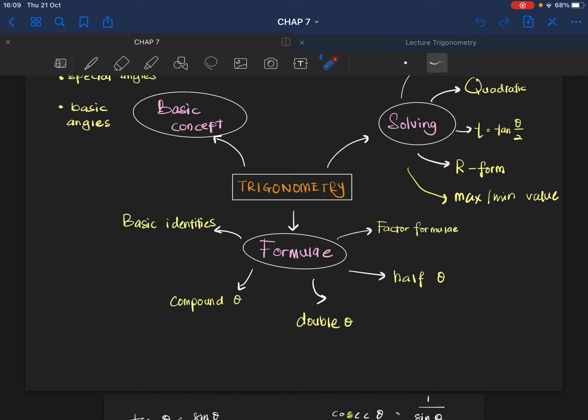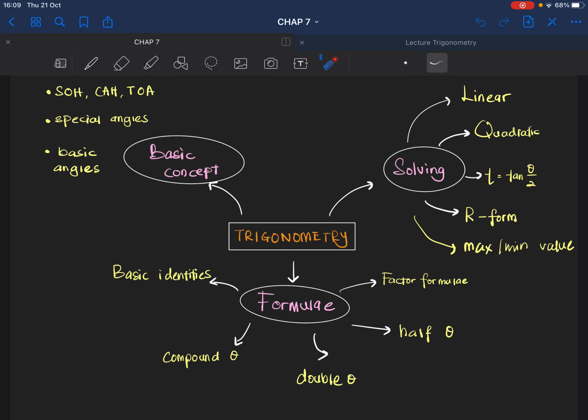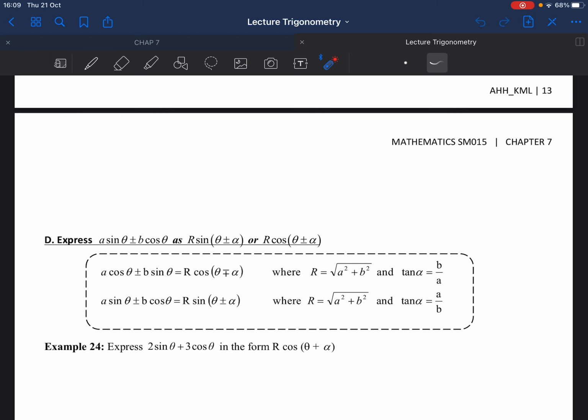Okay, not the final part, the second last part lah untuk chapter 7, which is kita akan tengok how to solve a trigonometry function by using R form. Okay, so what is R form? So let's take a look here.